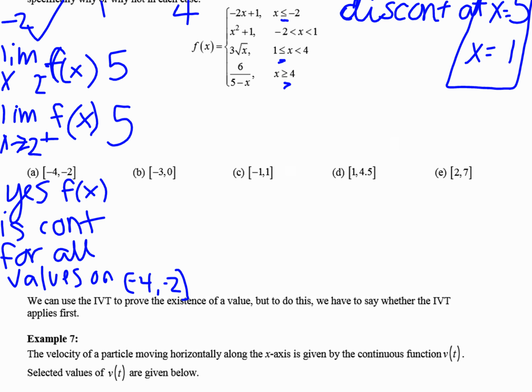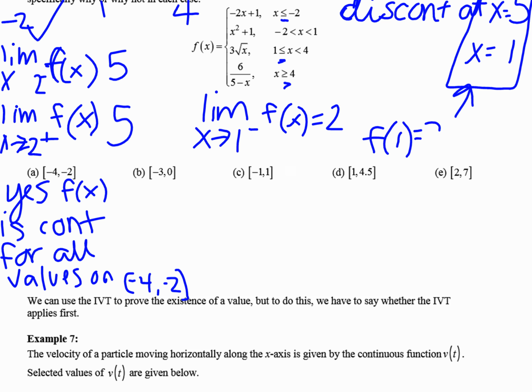All right, let's see. It could be, it's discontinuous at 1. But let's check this. Let's take the limit as x approaches 1 on the left side. I believe that was 2. Now, what is f of 1? That's 3. So no, even though it looks like it might be, it's not continuous. f of x is not continuous at x equals 1.